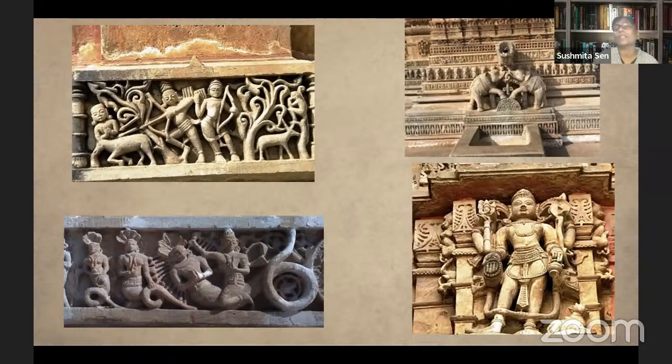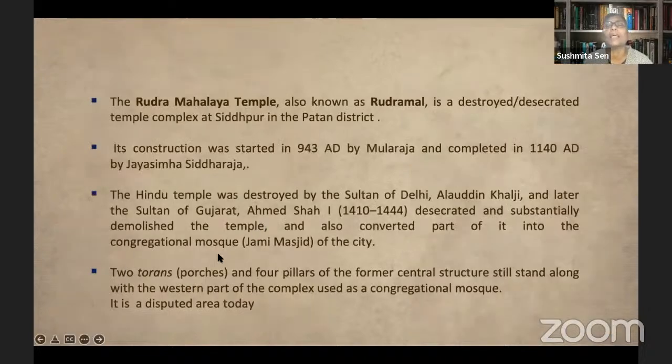So that could have been a style of architecture, we can say, we don't know yet. If you see this Rudra Mahalaya temple, also known as Rudra Mahal temple, which was destroyed, it is situated in the temple complex at Siddhpur in Patan district. It was constructed by Mula Raja and completed by Siddharaj Jai Singh.